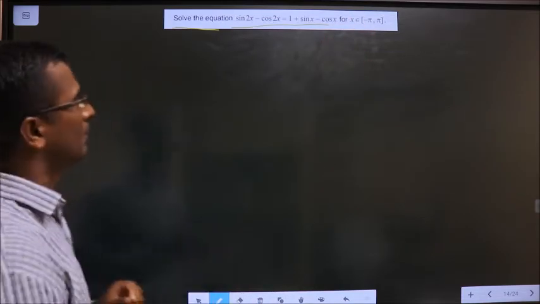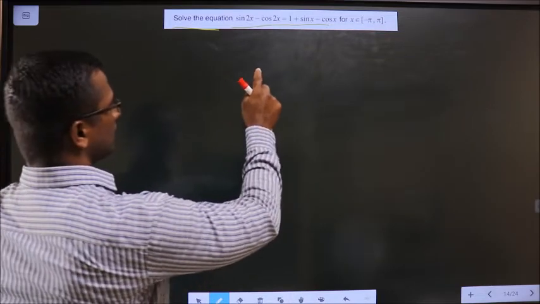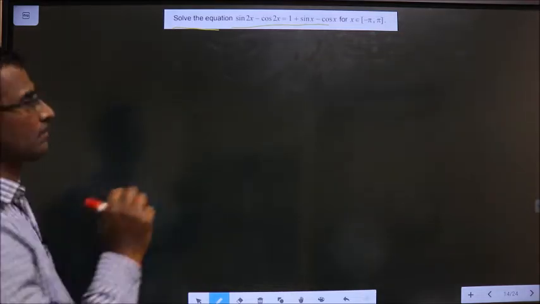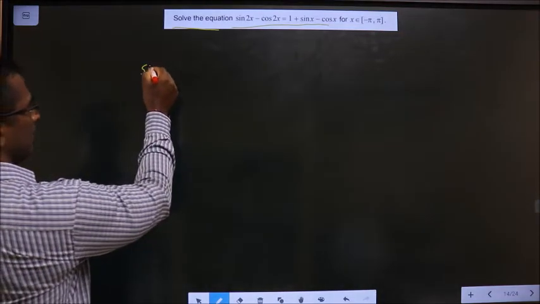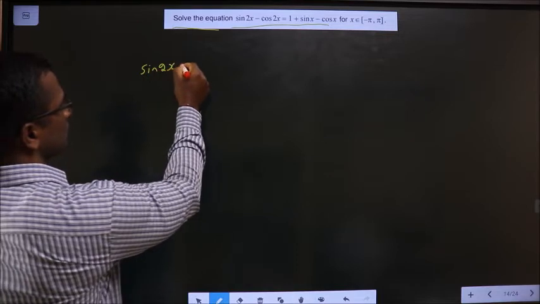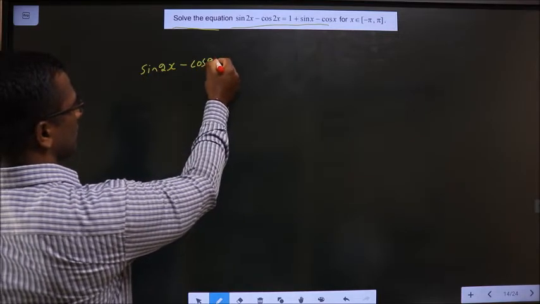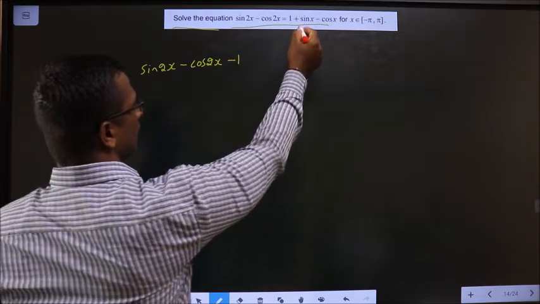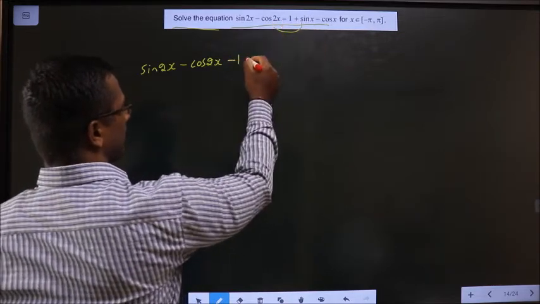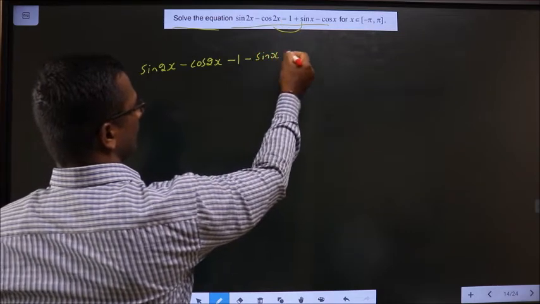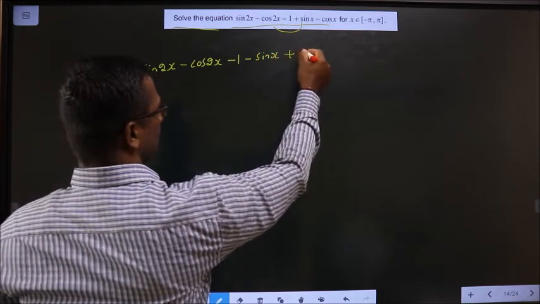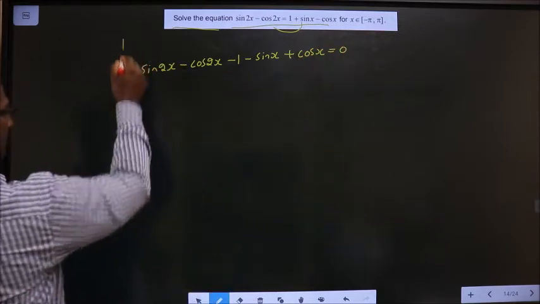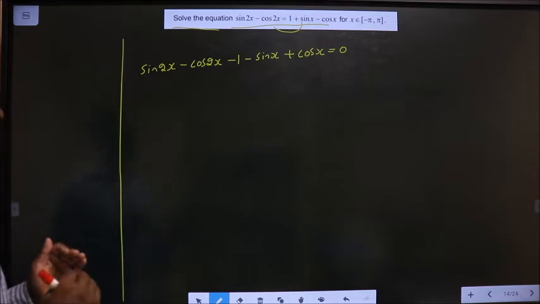See, when I look at the equation, what I do is I bring all the terms to one side. So what I mean is sin 2x minus cos 2x. When I bring 1 to this side, it will become minus 1. When I bring sin x to this side, minus sin x. Now I bring minus cos x to this side, plus cos x equal to 0. Clear? Next, how do I simplify?